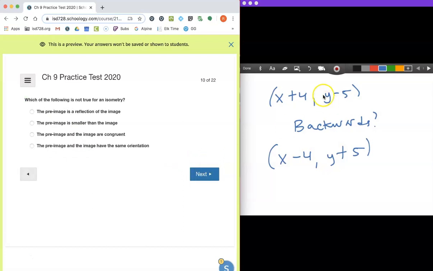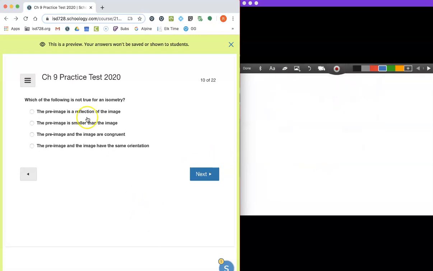Okay. Isometries, we've talked about these a couple times now. Remember that with an isometry, we have the same size and shape. That's what we should think of when we see that word. Same size and shape. So the pre-image is a reflection of the image. That's true sometimes. Reflection is not the only isometry though. Pre-image is smaller than the image. That cannot be true. Okay, and we're looking for what is not true. The pre-image should not be smaller than the image, because then they would be different sizes.